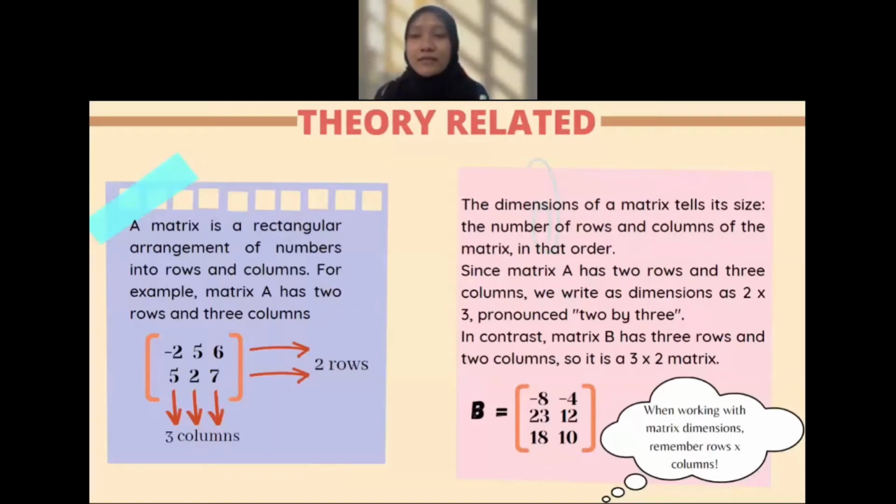So the dimensions of a matrix can tell its size, the number of rows and columns of the matrix in that order. Since matrix A has 2 rows and 3 columns, we can write the dimension as 2 times 3, but we pronounce it 2 by 3. In contrast, matrix B has 3 rows and 2 columns. So it is a 3 by 2 matrix. And remember, when working with the matrix dimension, we must remember the rows and columns.